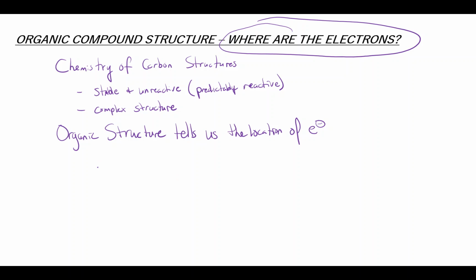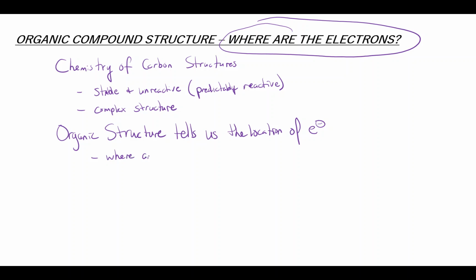And the good news is that it's pretty simple and straightforward. There's only a few different locations that electrons can be. We don't have a lot of orbitals for those electrons to inhabit, and they can only combine in certain ways. Whenever we look at organic structure, we're answering maybe 3 questions.